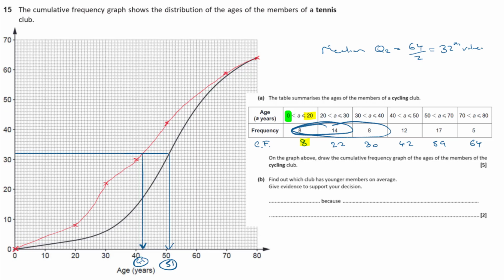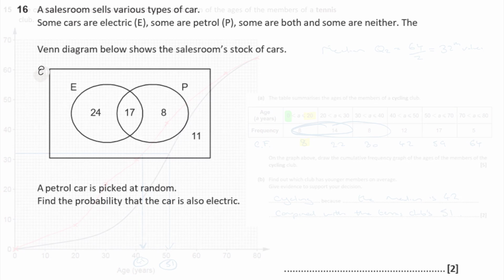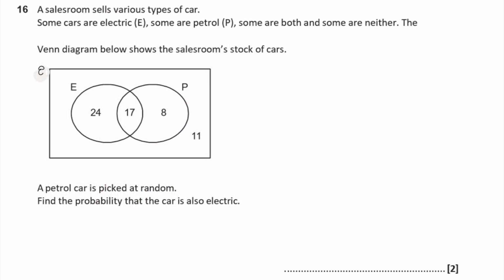Okay, so which club has the younger members on average? It's the cycling club, because the median is 42 compared with the tennis club's 51.